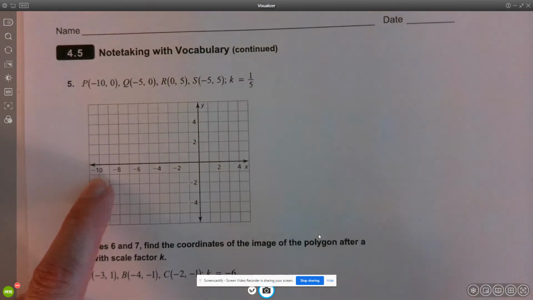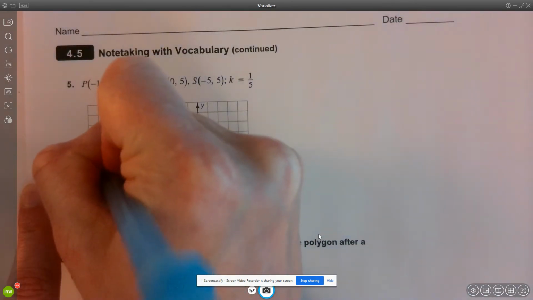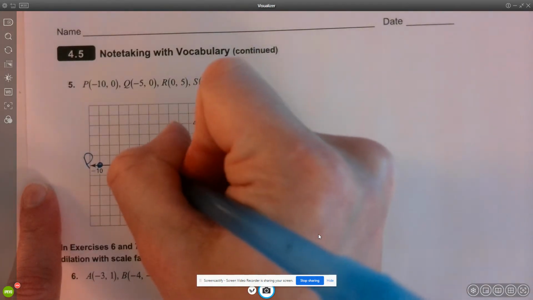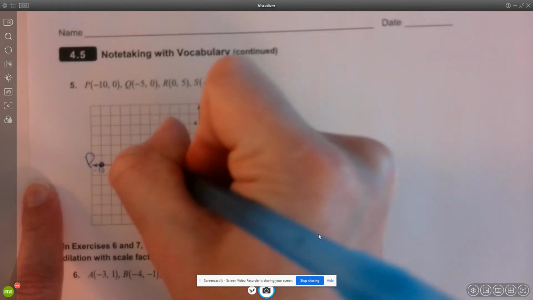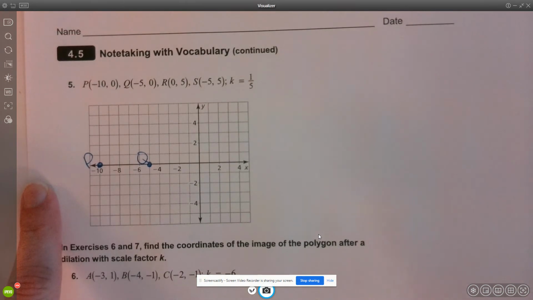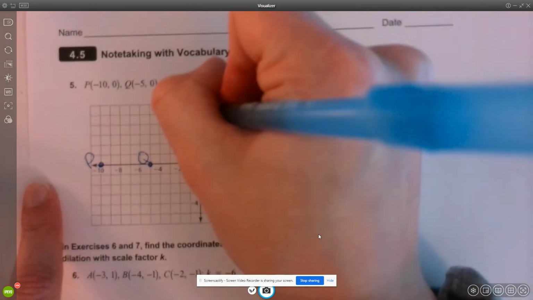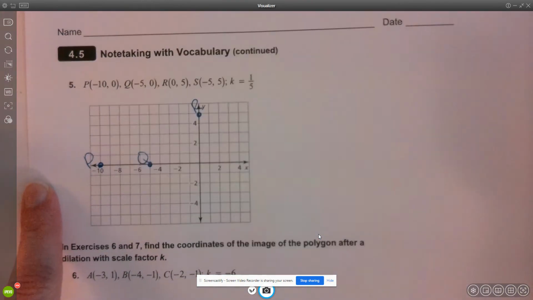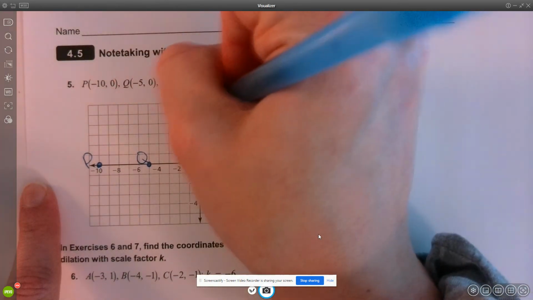Point P is at (-10, 0). Q is at (-5, 0). R is at (0, 5). And S is at (-5, 5).